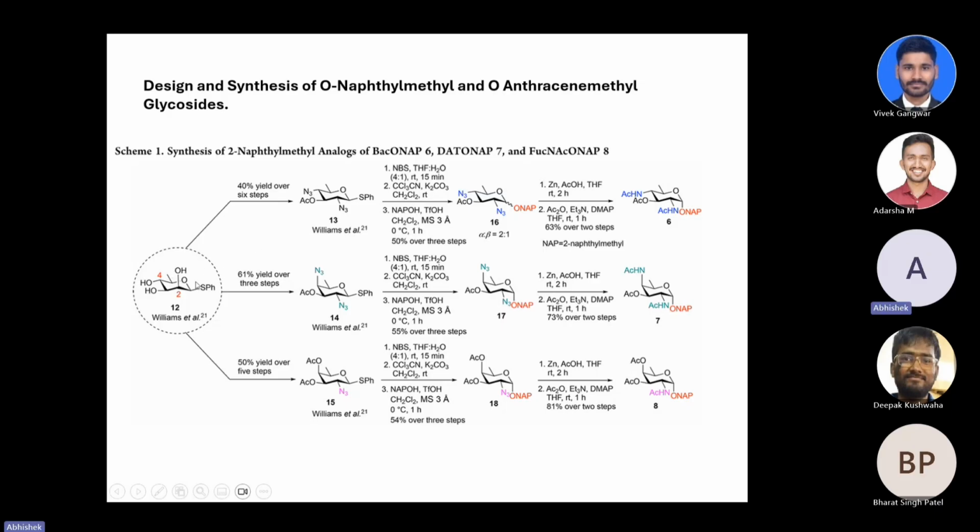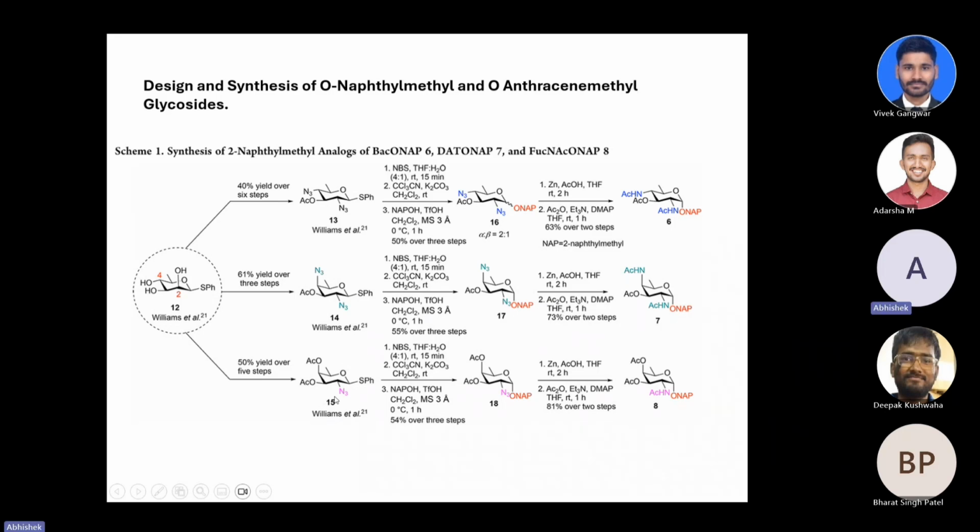Then taking the same starting molecule in 3 steps, what he did is only change the epimerization of C4 OH to C4 azido compound, and then further the same scheme is followed, converted into hemiacetal, then further converted to TCA donor, then taking the naphthyl molecule as an acceptor to form this 17 molecule. Then further he reduced in the presence of zinc and acetic acid and did the reaction with acetic anhydride to form this 7 molecule.